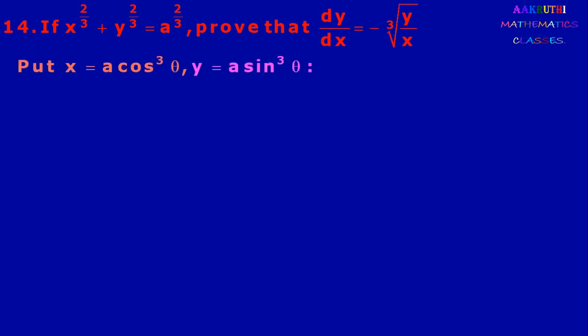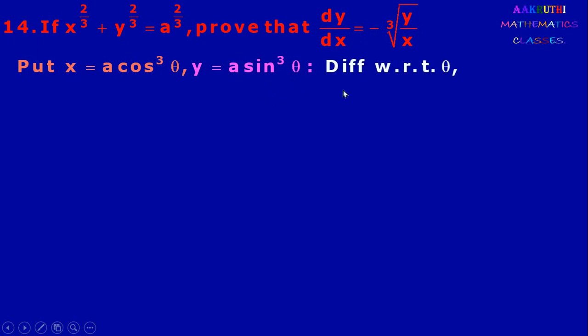Now here you have to substitute x equal to a cos cube theta and y equal to a sin cube theta. When we substitute here a to the power 2 by 3 common and we get sin square t plus cos square t is 1. So therefore when we substitute x equal to a cos cube t and y equal to a sin cube t, we get x to the power 2 by 3 plus y to the power 2 by 3 equal to a to the power 2 by 3. So here we can substitute and we can prove this using parametric differentiation.